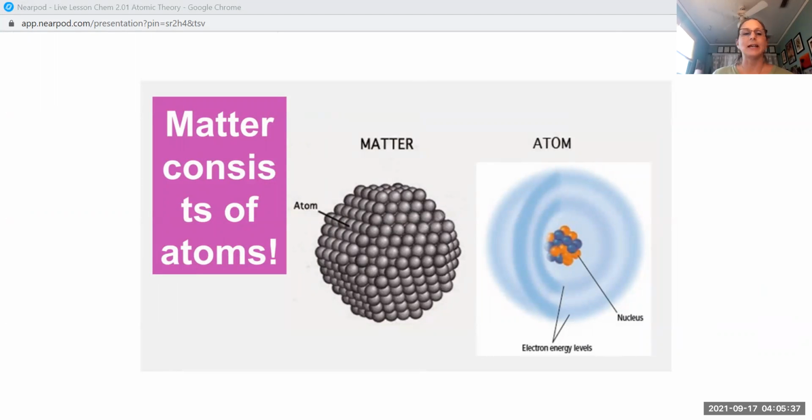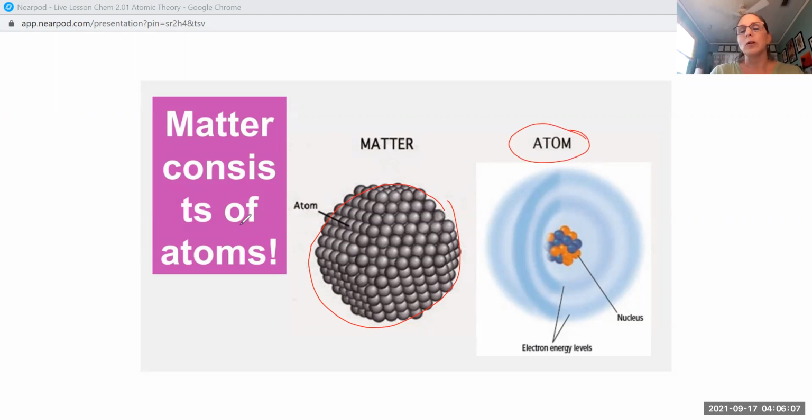So the first thing to say here is that matter consists of atoms, okay? In module 1, we were talking about matter, and all the ways that we can measure matter, how we can have physical changes or chemical changes to it. So everything consists of matter. And now we are going to go a little bit deeper and talk about how matter is made up of atoms.